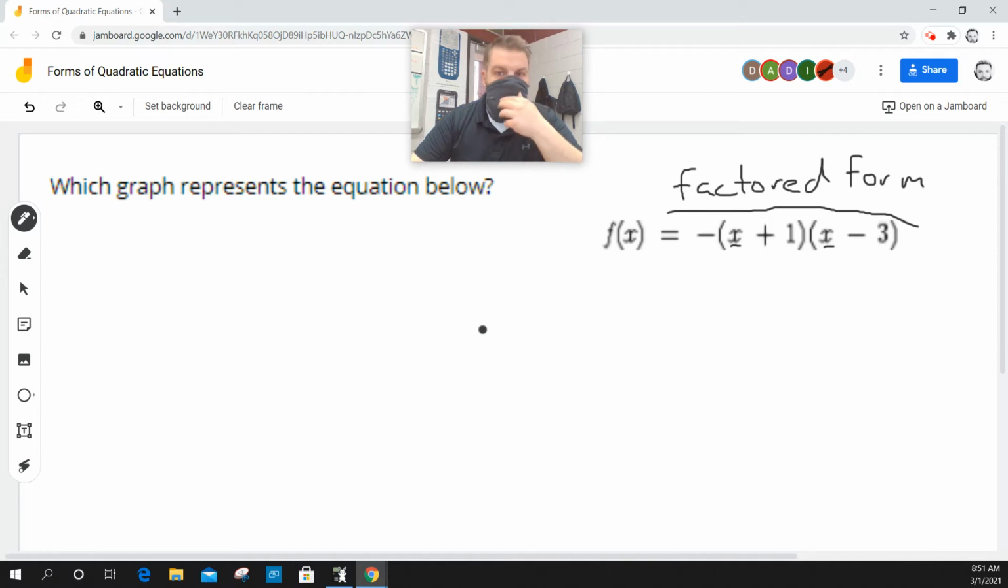Okay? The zeros are going to occur probably at -1 and +3, right? If I set both those factors equal to 0, right? So my x-intercepts, so it's probably going to look something like this.